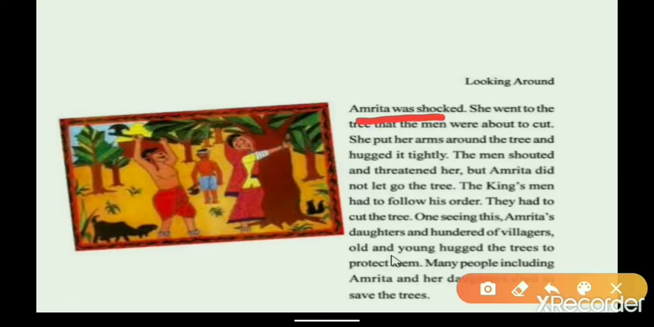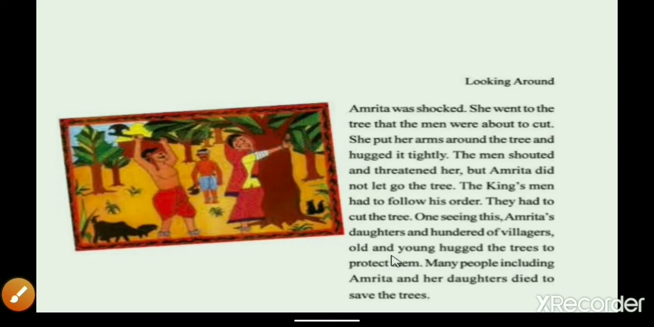Amrita was shocked. She went to the tree that the men were about to cut. She put her arms around the tree and hugged it tightly. The men shouted and taunted her. But Amrita did not let go of the tree. She did not let the men cut the tree.